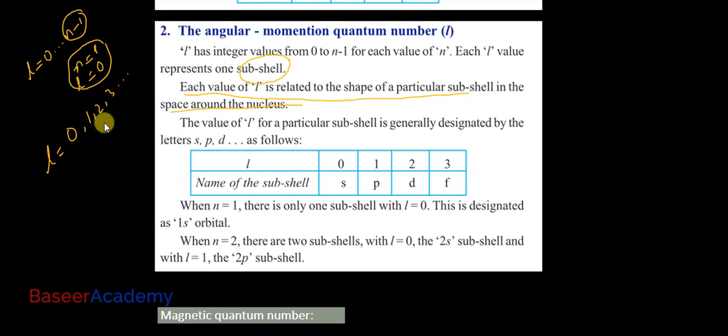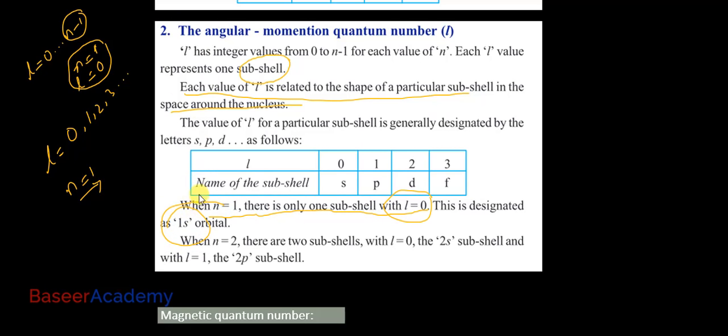Let us say the value of n is 1. When the value of n is 1, l can have how many values? l can have only 0 because l takes values from 0 to n minus 1. n itself is 1, 1 minus 1 is 0, so the l value would only be 0 here. When n is equal to 1, there is only one subshell. l is equal to 0, which is s. And we denote it by 1s.